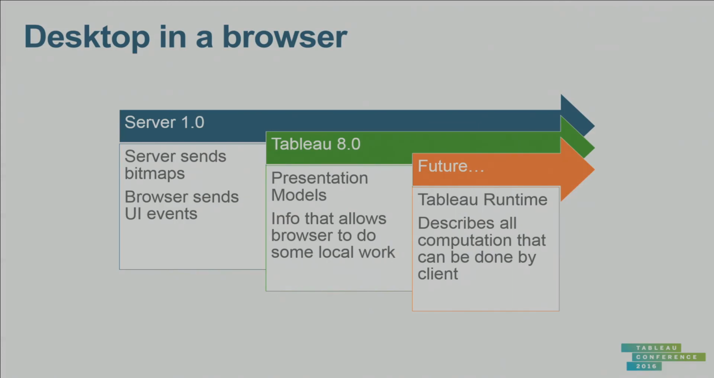So, kind of the quick overview then of where we've been and where we're going. With the first version of server, it was all about sending bitmaps to the browser, sending mouse events back, and having the server do all the work. In Tableau 8, we pushed that line back a little ways by sending presentation models to the browser. And this was enough information that the browser could do some interactivity locally, get things a lot more responsive.